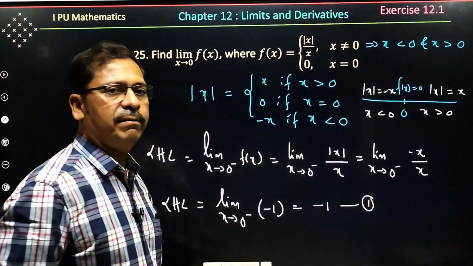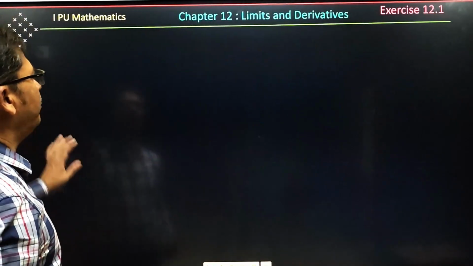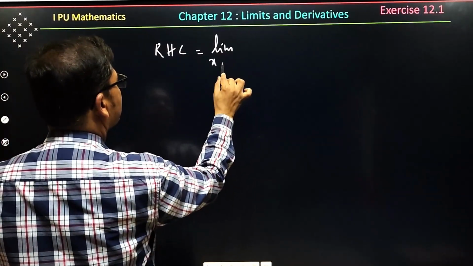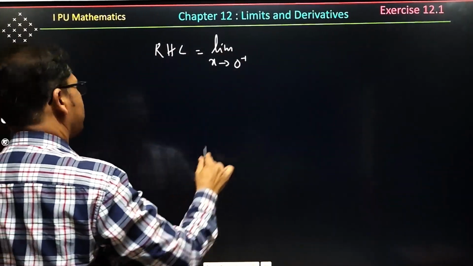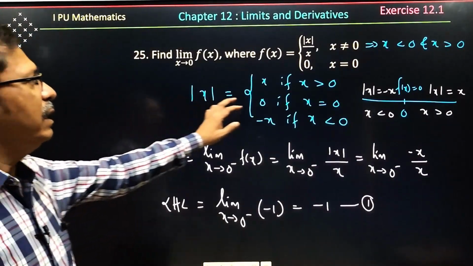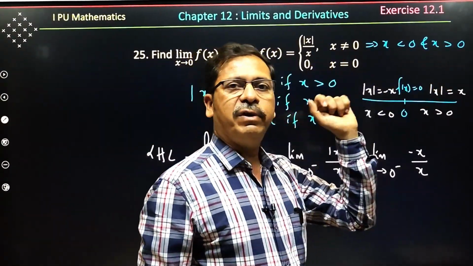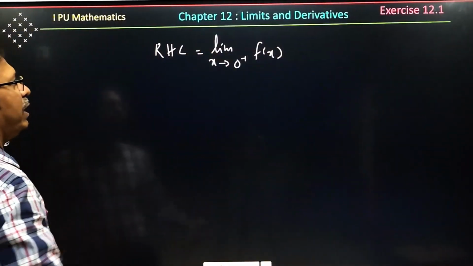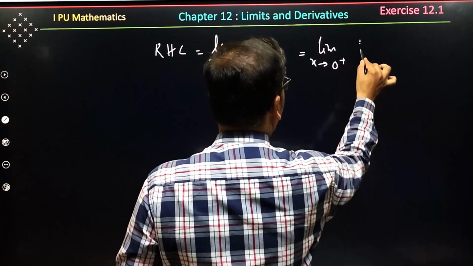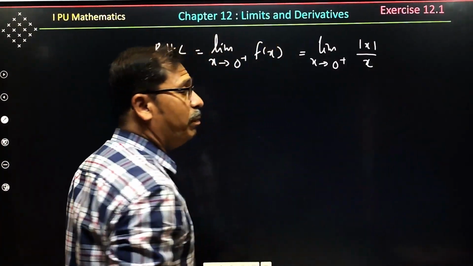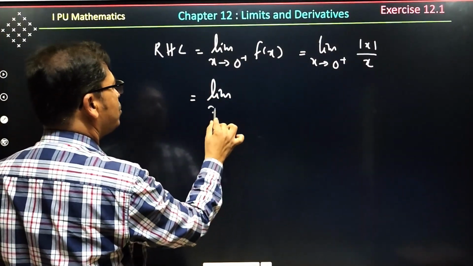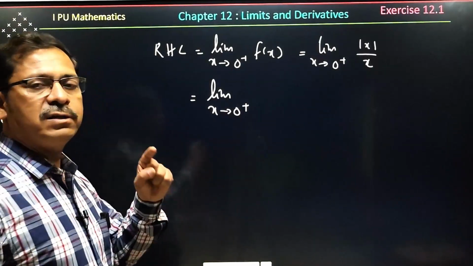You call this as equation number 1. Now let me calculate the right hand limit. The right hand limit is given by limit x tends to 0 plus f(x). 0 plus means greater than 0. When it is greater than 0, then also the function is defined by mod x by x. So you take this equal to limit x tends to 0 plus, function is to be taken as mod x upon x. But mod x equal to what? When x is greater than 0, x tends to 0 plus means it is greater than 0.